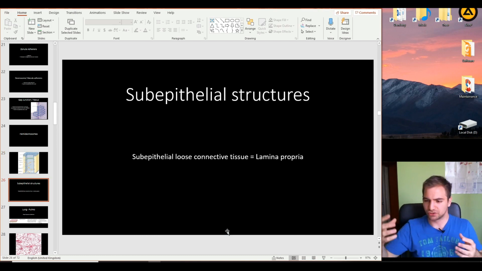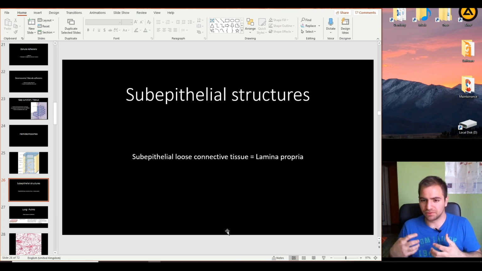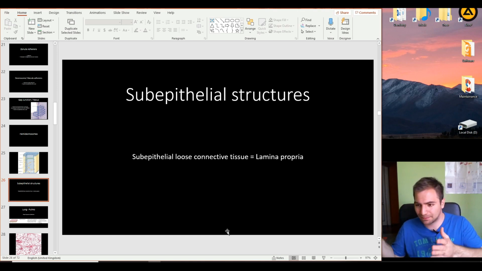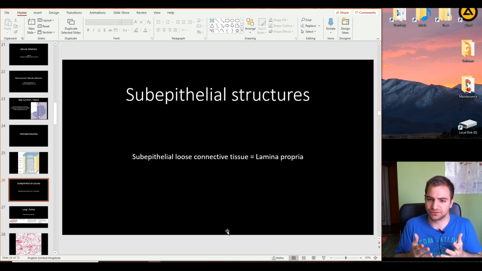As I already mentioned, always beneath the epithelium we're going to find the subepithelial loose connective tissue. Sub means beneath, so it is beneath the epithelium: loose connective tissue. We'll talk about this structure much more in the connective tissue video, but at this point, just have this general knowledge that always beneath the epithelium we'll find the lamina propria. And whenever you hear the term lamina propria, it's the same term as the subepithelial loose connective tissue.